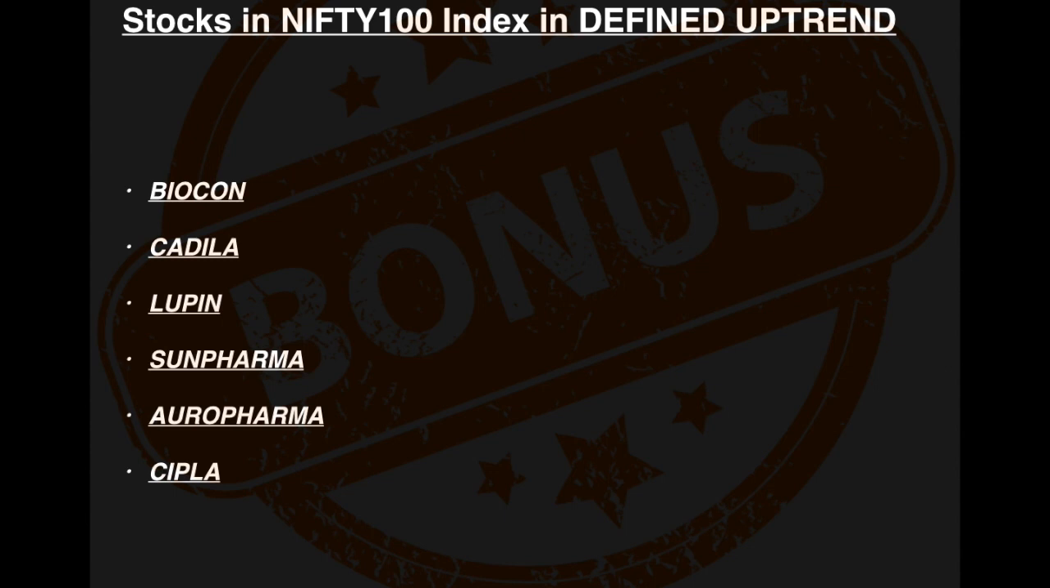So what are the stocks which qualify for a defined uptrend? We've picked Nifty 100 Index. Number 1. Biocon. Number 2. Cadila. Number 3. Lupin. Number 4. Sun Pharma. Number 5. Auropharma. Number 6. Cipla. So I'll explain Biocon to you so that you can understand this strategy.